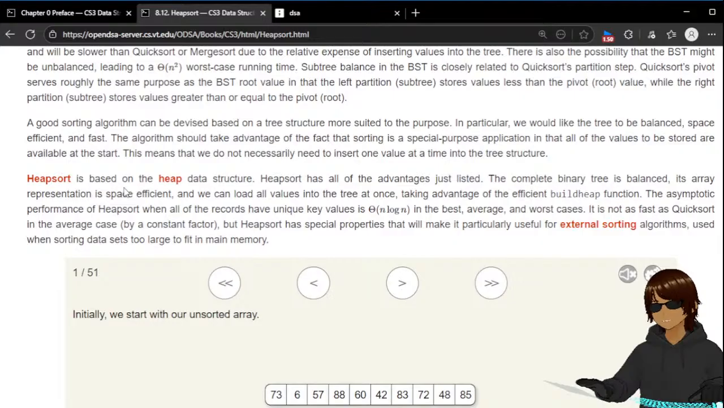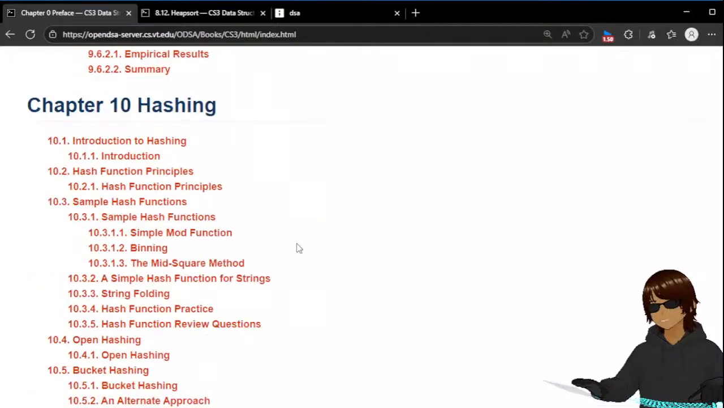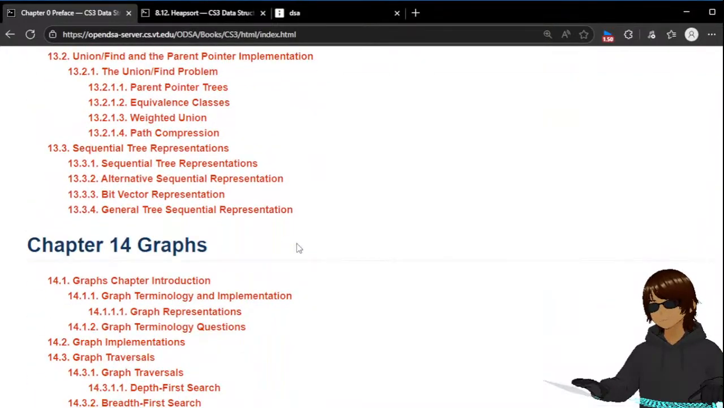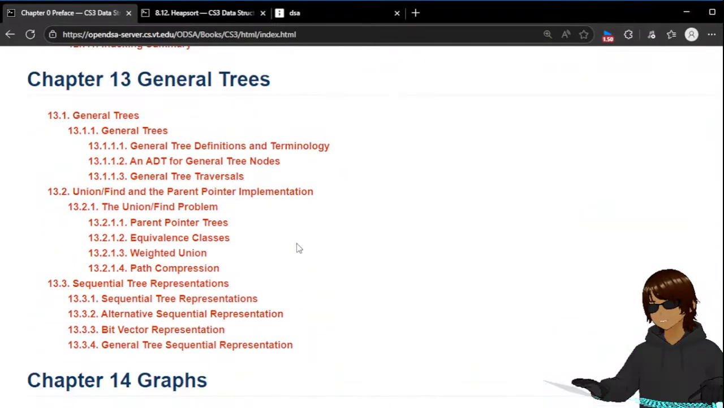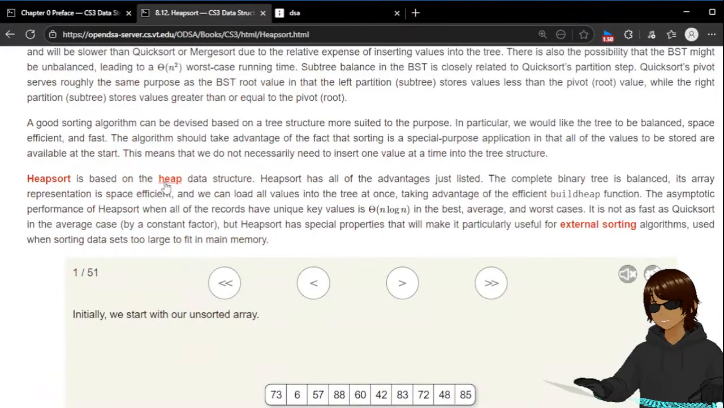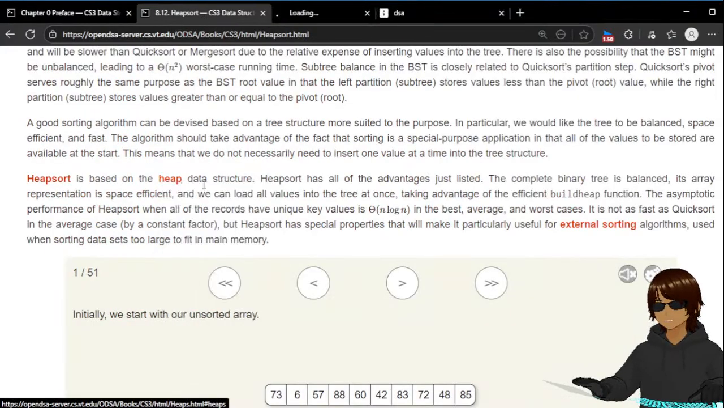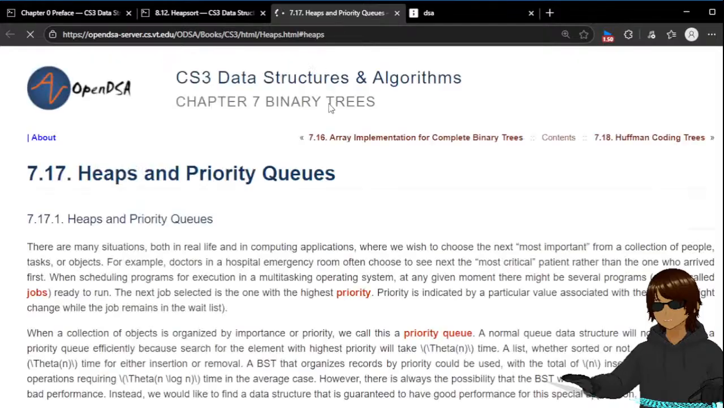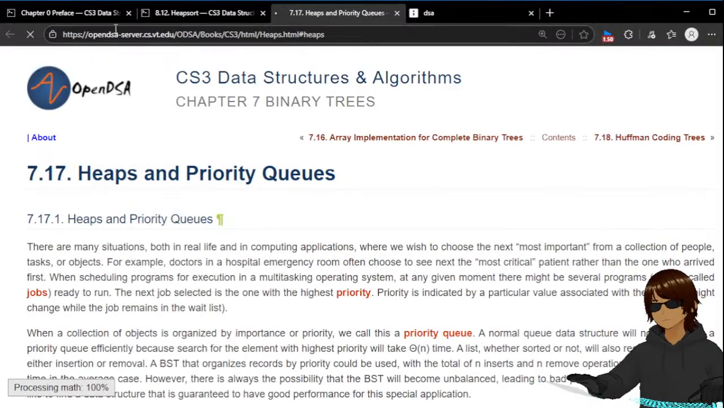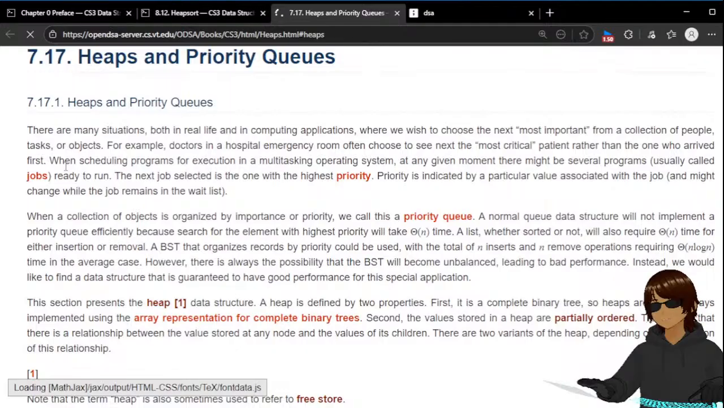Heap sort is based on a heap data structure. We didn't study the heap data structure, right? I think they do that. Or did we? We studied trees, but I don't know, or maybe we did. This is chapter 7, yeah, we did.